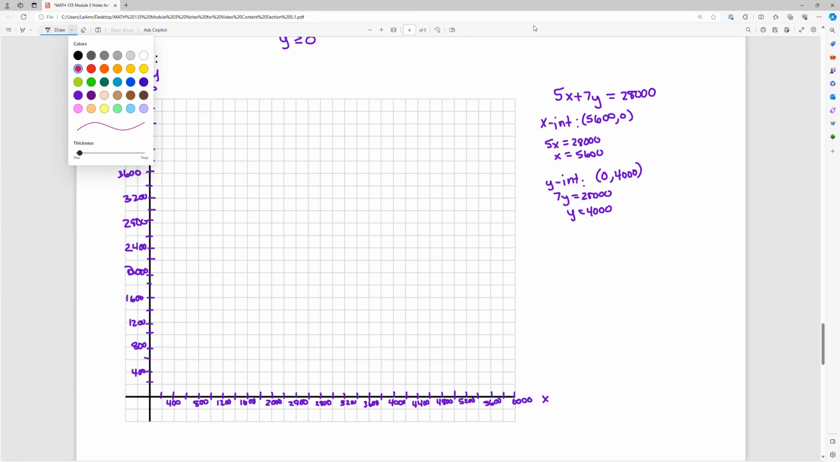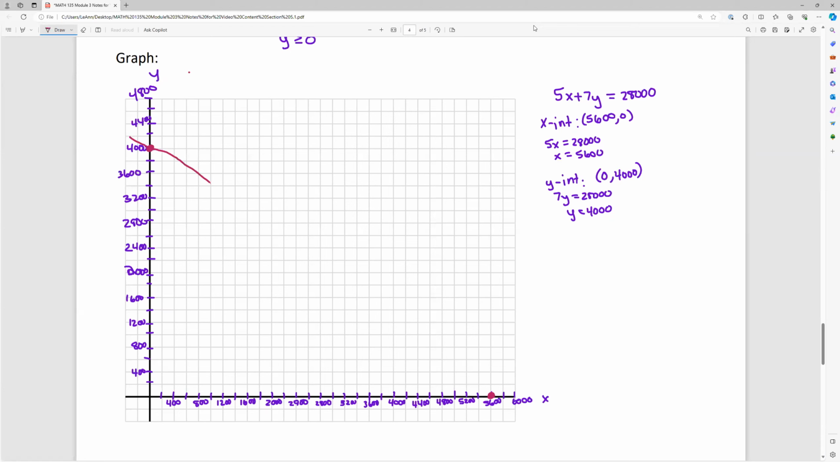We have a y-intercept of (0, 4,000). So that's going to be right here. We have an x-intercept of (5,600, 0). So that's right down here. And then we're going to want to draw a line between those. So let's do the best we can with this. It's always better if you're able to use a ruler and not have to do it on a tablet. Okay, so there's my inequality boundary line.